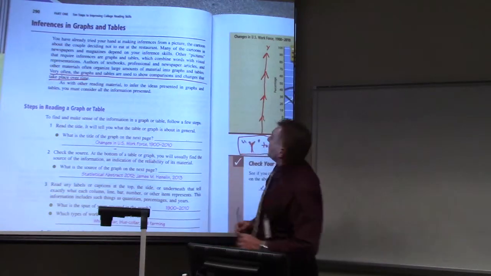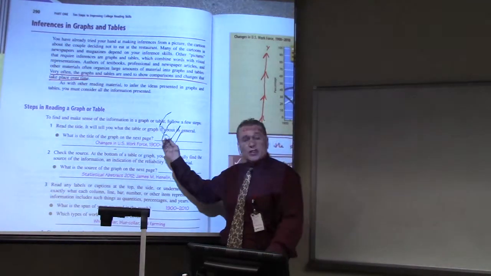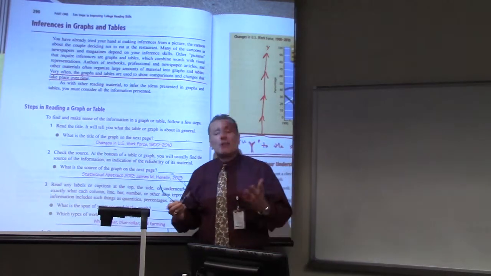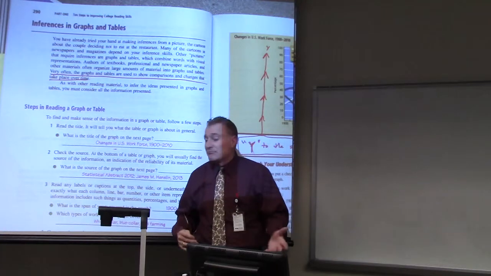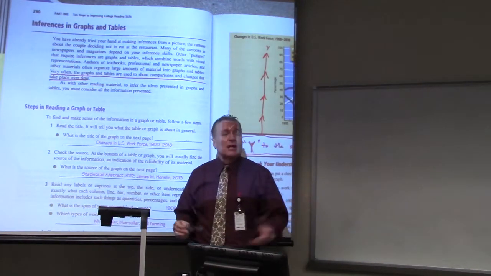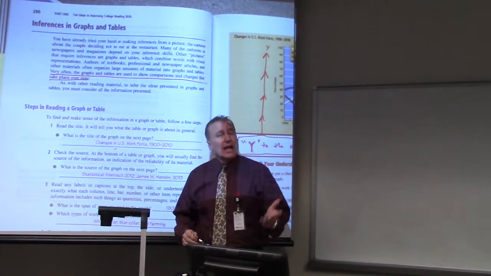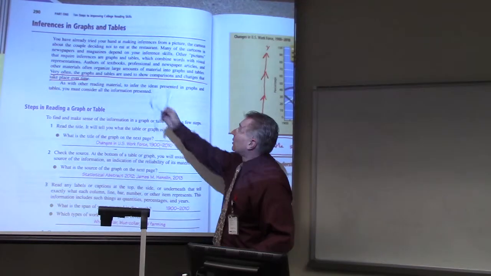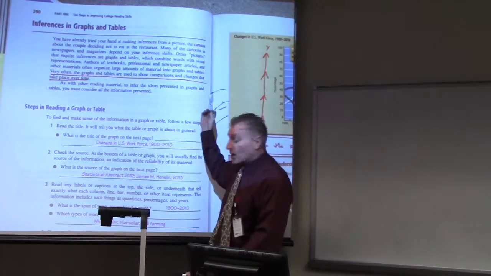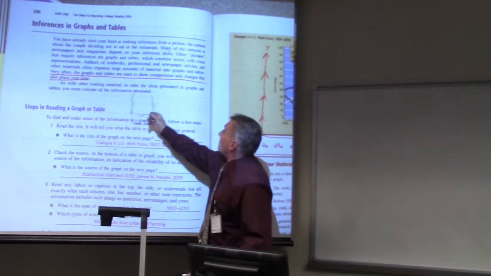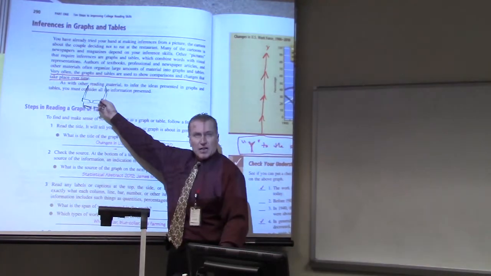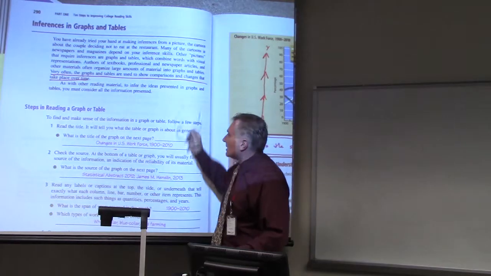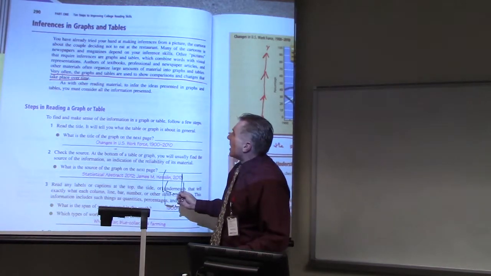Okay, the next thing that they're talking about here is inferences in graphs and tables. Graphs and tables are pictures that often science books, and I guess sociology books, different kinds of professional and academic texts use. We're going to look at a graph and a table in just a minute. But it says very often they're used to show comparisons and changes that take place over time. So we're going to see some examples of that.